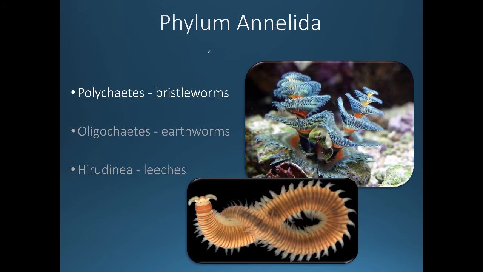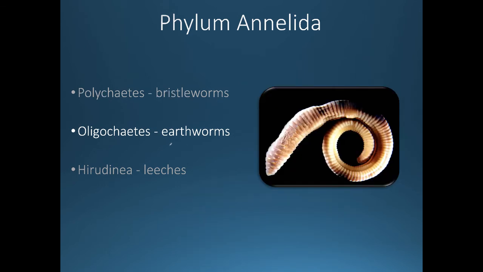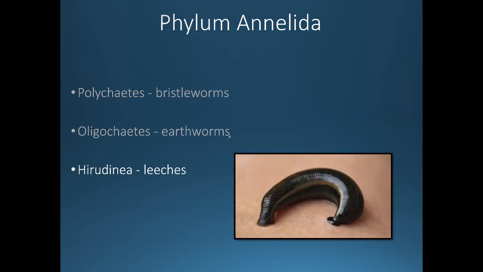So in the phylum Annelida, we have these 3 examples I would like you to know. I'd like you to know the first one, bristleworms, and here are some pictures of them, and then the earthworms, shown in this picture, and then finally the leeches. And leeches have a great history as being used for medicinal purposes and other interesting things.